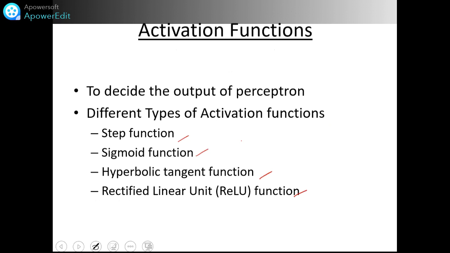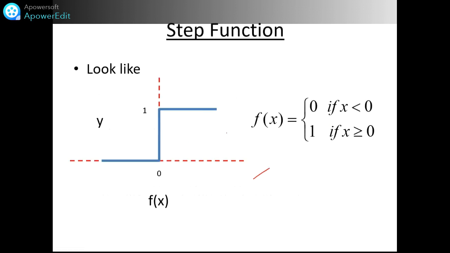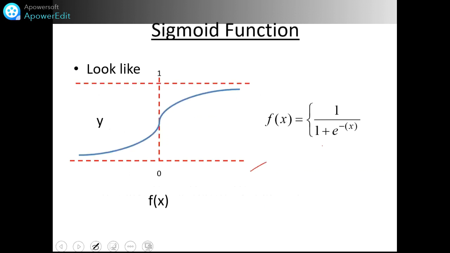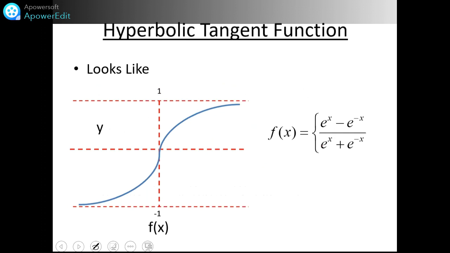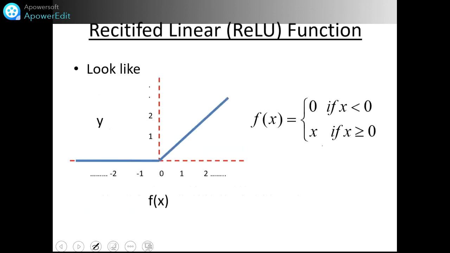Different types of activation functions are there: step function, sigmoidal function, hyperbolic tangent function, and rectified linear unit function. These are the simple representations with their equations: the step function, the sigmoidal function, the hyperbolic tangent function, and the rectified linear unit function.